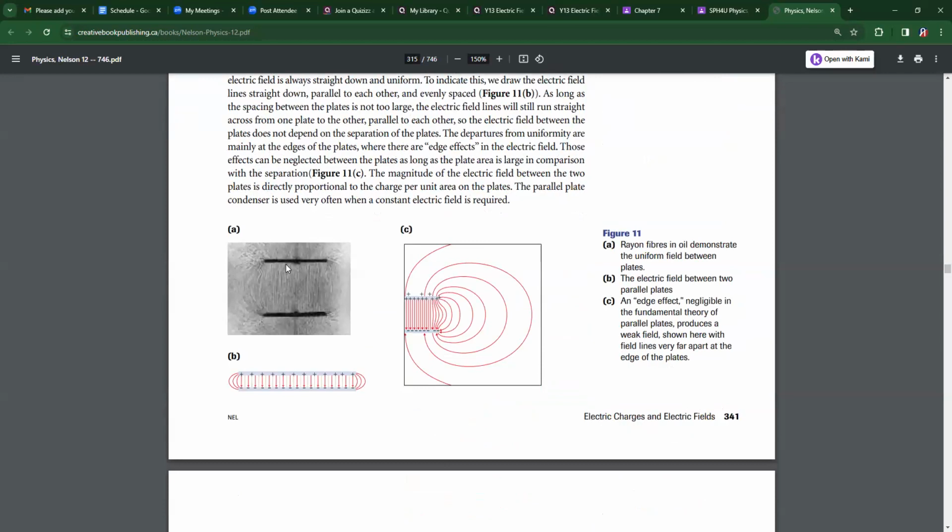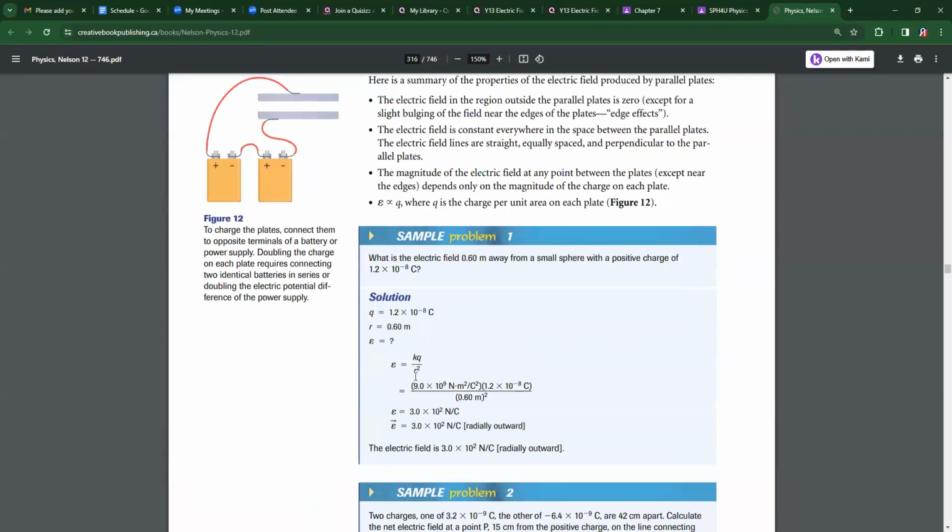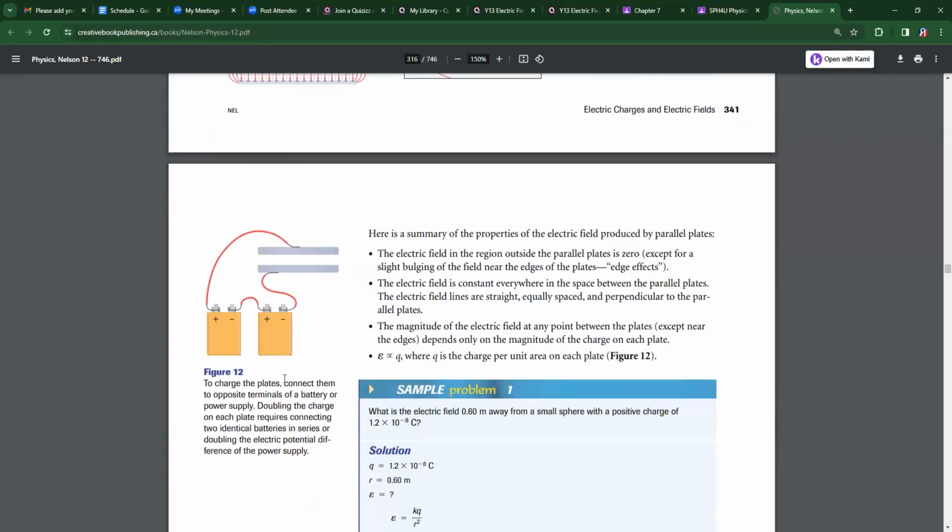Between parallel plates, you have a uniform field. Only at the edges is it not uniform. This edge effect is negligible in the fundamental theory of parallel plates; it produces a weak field, shown here with field lines far apart at the edge of the plates. So how do you create it? You connect a power source, a battery, and you charge one plate positive and the other plate negative.